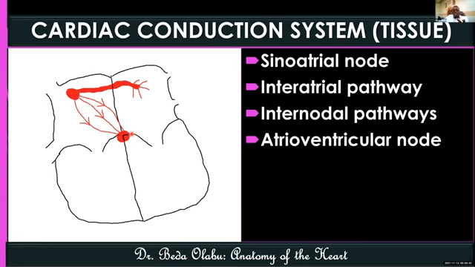One, they form the origin of the cardiac muscle cells. So cardiac muscle cells are attached onto that fibrous skeleton. Two, they anchor the valves. So the valves attach onto that fibrous skeleton. And three, they provide electrical insulation so that impulses cannot move from the atria to the ventricles anyhow. Impulses can only move from the atria to the ventricles through the AV node.